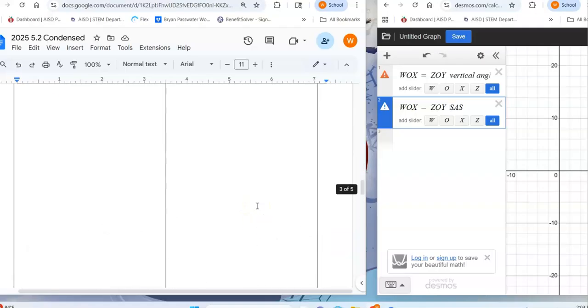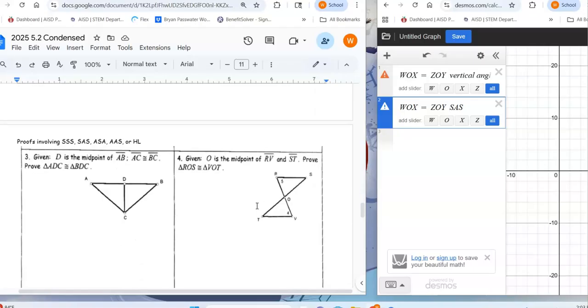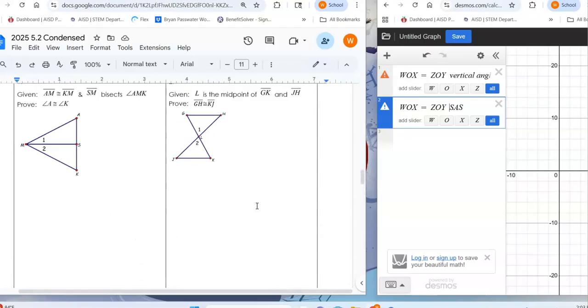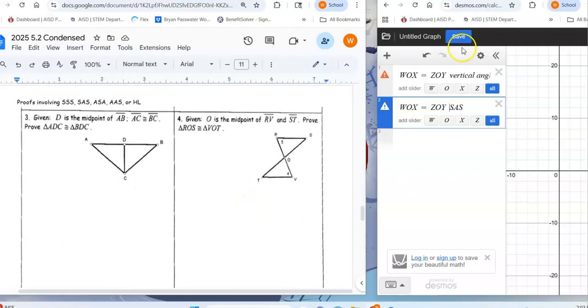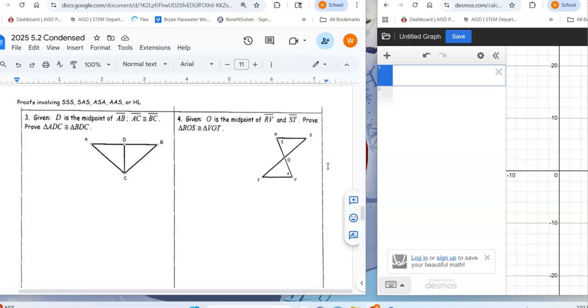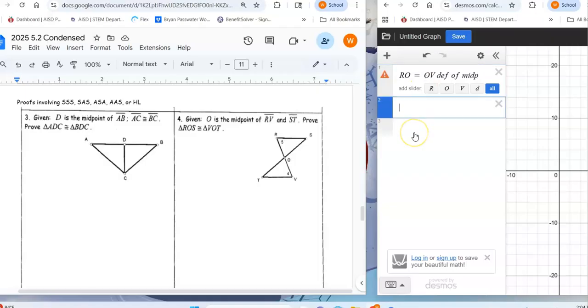Yeah, I'll do 4. Okay, so O is the midpoint of RV and ST. What that does is create congruent segments. That makes RO equal to OV, and that's definition of midpoint, because the midpoint splits RV into equal halves. SO is congruent to OT, and that is definition of midpoint also.